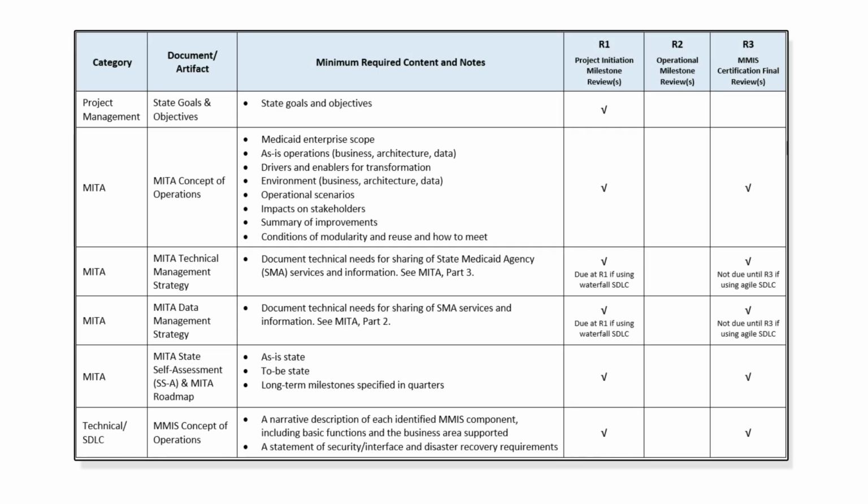The list of required artifacts for each of the milestone reviews shows what documents are needed for each type of review. In this column is a list of the document names. The next column shows the minimum necessary elements in the document. Note that this is only the minimum CMS requires. The state may require more. Also, waterfall and agile methods call documents by different names. We've tried to account for this. The last 3 columns show for which milestones each artifact is required.